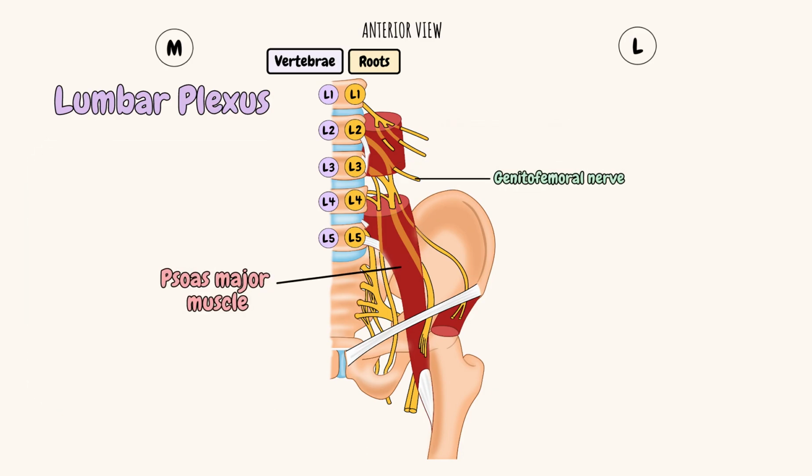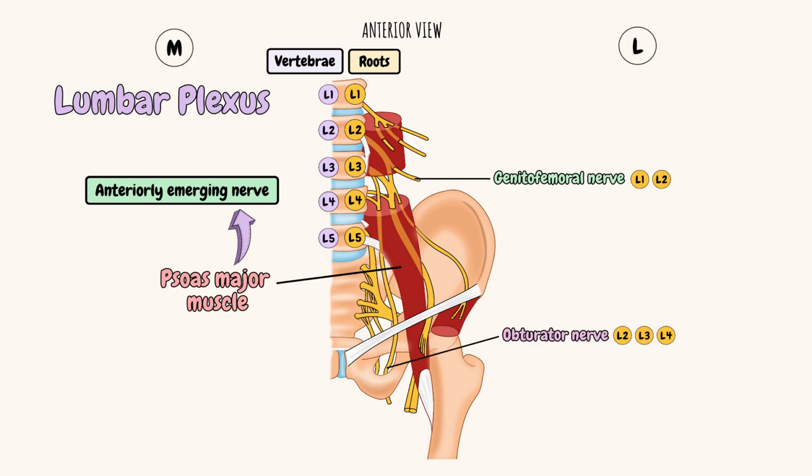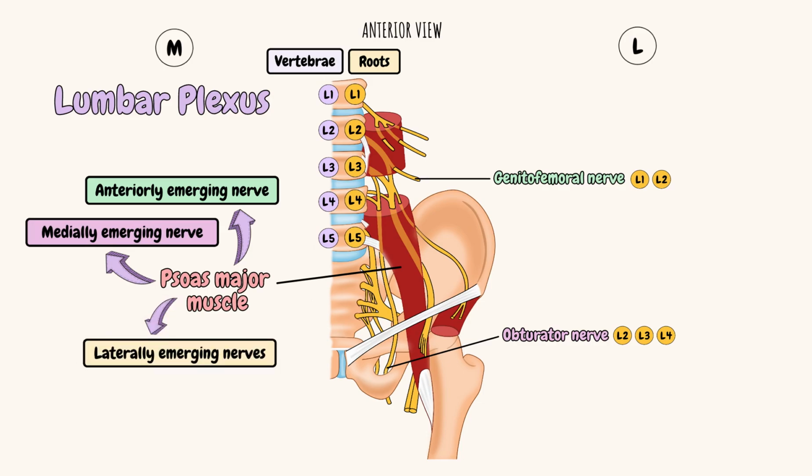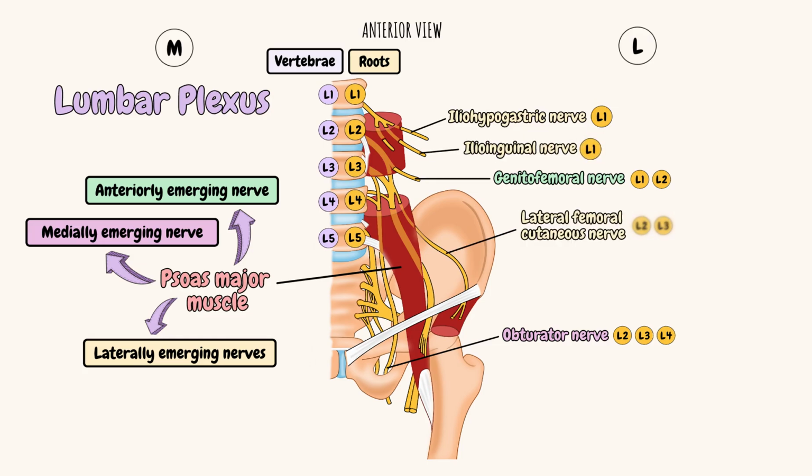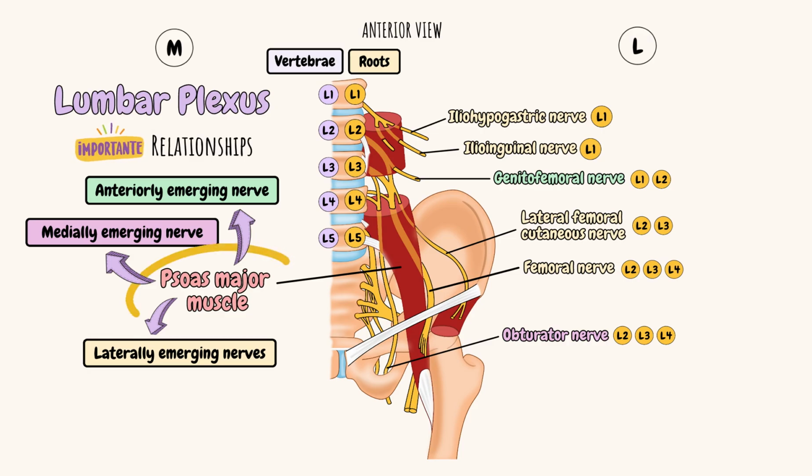The genitofemoral nerve, L1 and L2, actually emerges anteriorly from the psoas major muscle. And the obturator nerve, L2, L3, and L4, emerges medially from the psoas major muscle. The rest emerge lateral to the psoas major muscle. So the laterally emerging nerves are iliohypogastric, L1, ilioinguinal, L1, lateral femoral cutaneous, L2 and L3, and the femoral, L2, L3, and L4. So now you know the relationship of where the nerves of the lumbar plexus emerge in relation to the psoas major muscle.